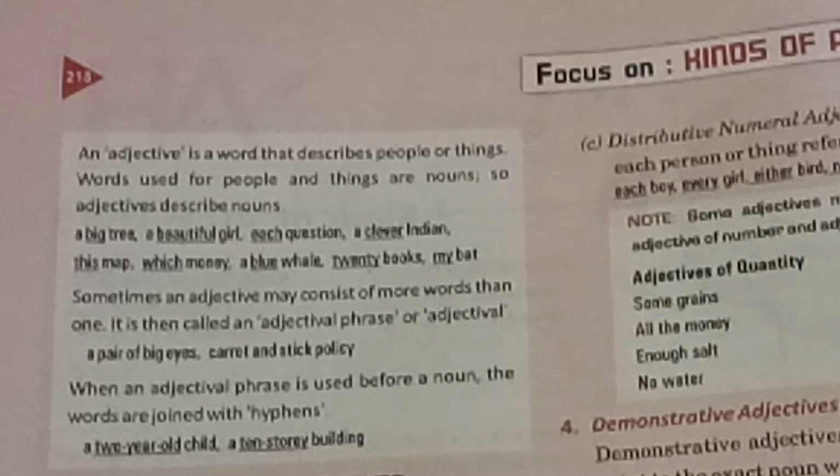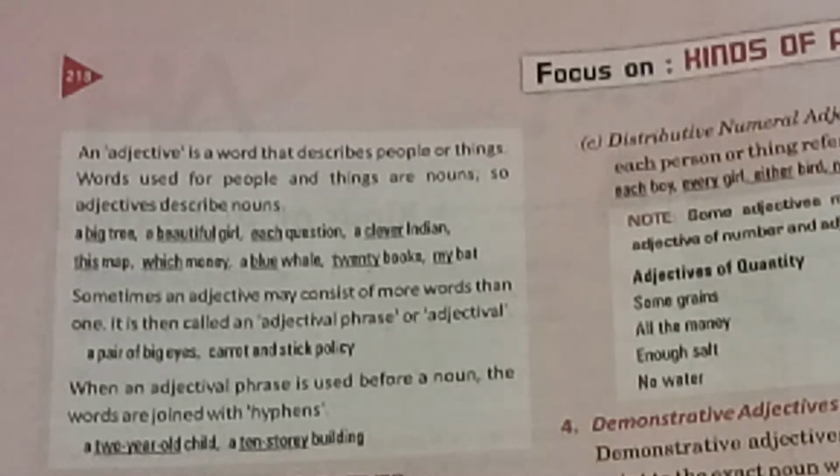See, I have told you in my previous video, given the introduction about the kinds of adjectives. So 6 kinds of adjectives I told you about that. So an adjective is a word that describes people or things. And the words used for people or things are nouns. So the words which describe a noun are known as adjectives. Suppose a big tree, a beautiful girl, each question, a clever Indian. These words, big, beautiful, each, clever, you all know that these are the adjectives.